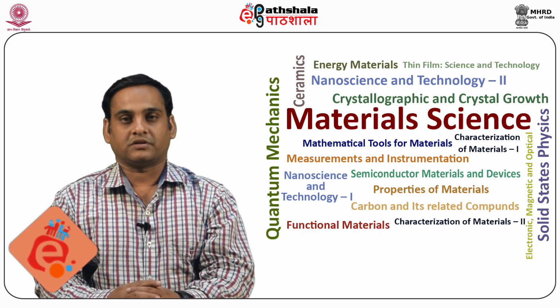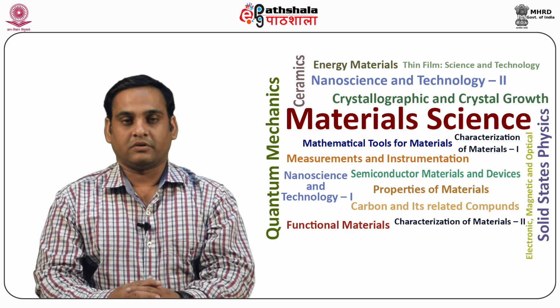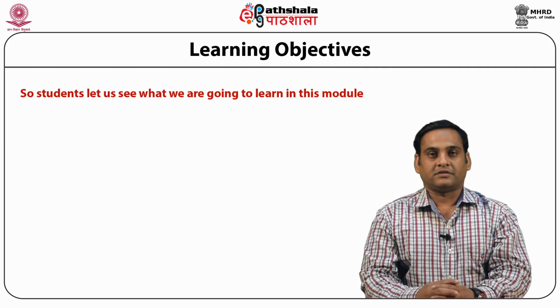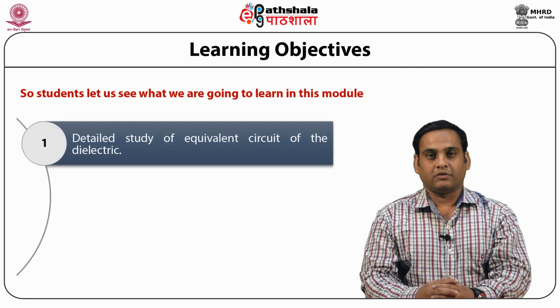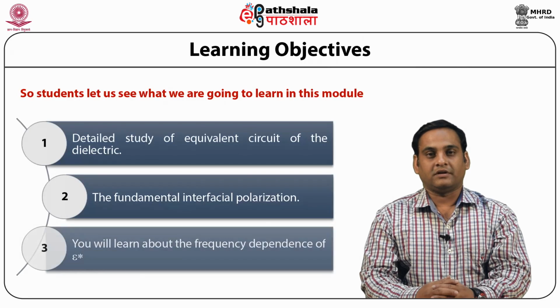Today we are going to discuss the module Dielectric Properties 7 from the paper Electronic, Magnetic and Optical Properties of Materials. Let us see what we are going to learn in this module. A detailed study of the equivalent circuit of the dielectric. Then we will learn about fundamental interfacial polarization, and the frequency dependence of epsilon star.